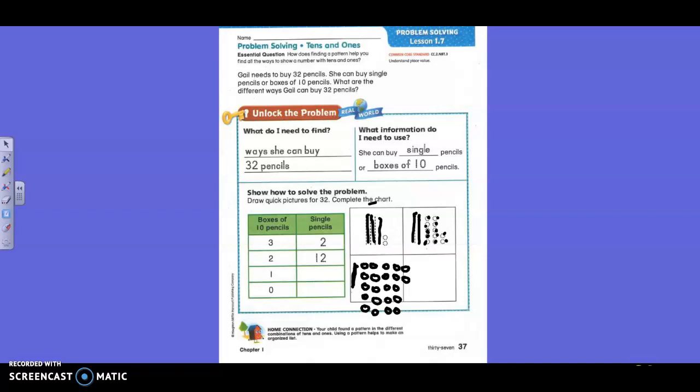All these over here are your singles. Does that make sense? So now we need to count all the circles we made. Okay, so let's do that. 1, 2, 3, 4, 5, 6, 7, 8, 9, 10, 11, 12, 13, 14, 15, 16, 17, 18, 19, 20, 21, 22. So 22 single pencils.